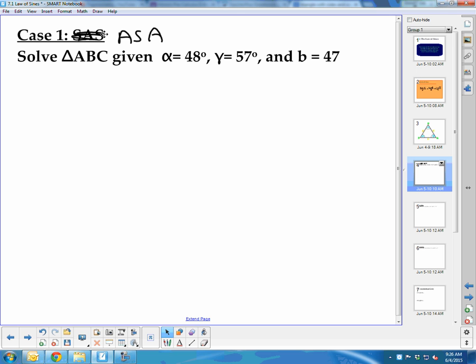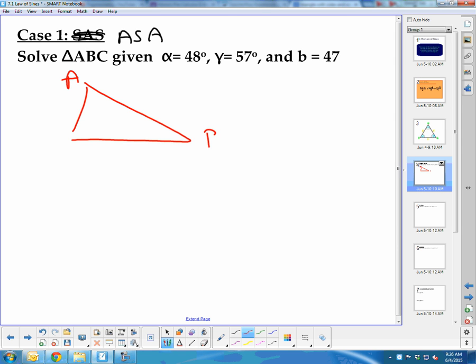So if I draw some random triangle and label it appropriately, I call that A, put a B over here and a C here, and then I can start labeling. I know angle alpha is 48 degrees, so I have that right there. Angle gamma is 57 degrees, that will be right there. And side length b is 47. And my task is to go ahead and find the remaining sides and angle.